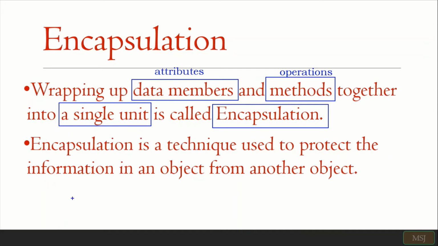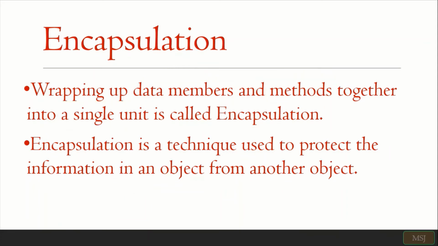Encapsulation is a technique used to protect the information in an object from another object. So what is the use of encapsulation? A lot of protection. How can we protect? If you create a class, generally there are attributes and operations, right? We write attributes and operations into a single packet. So other objects' methods may not access the methods or the attributes of this object. We can do that in programming. So this is the advantage of encapsulation.